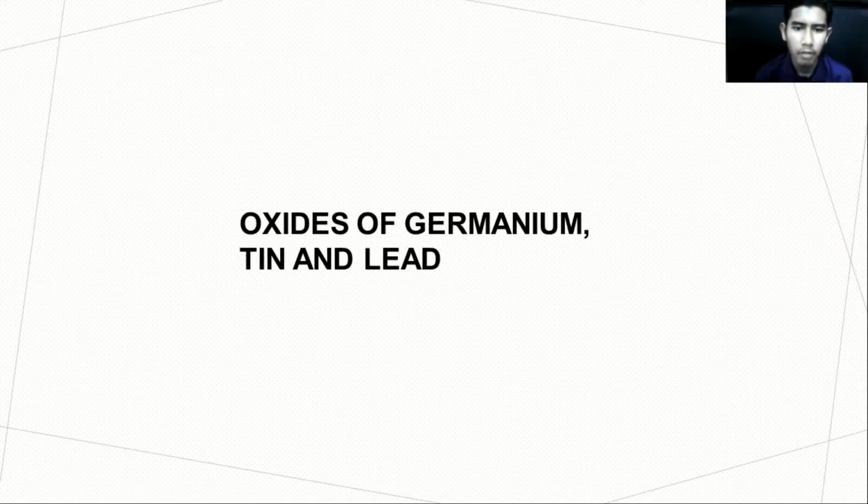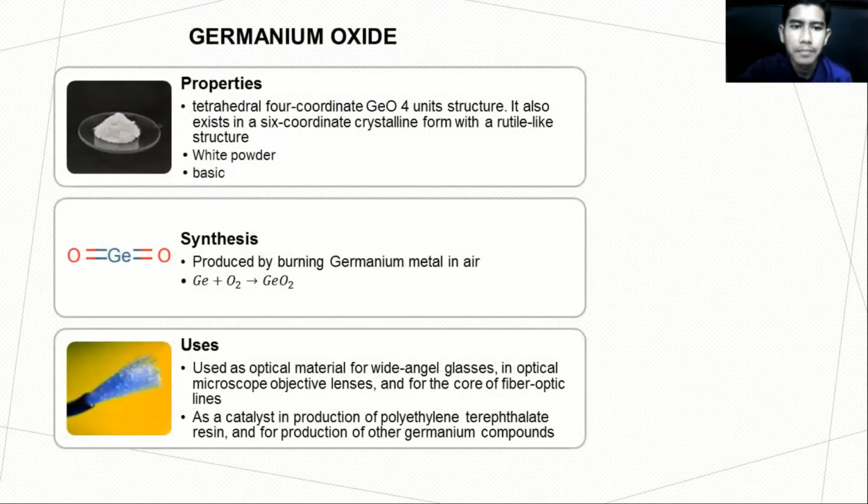So I will explain about group 14 binary compounds, which are oxides. Basically, an oxide is any chemical compound that contains one or more oxygen atoms. So the first one is germanium.